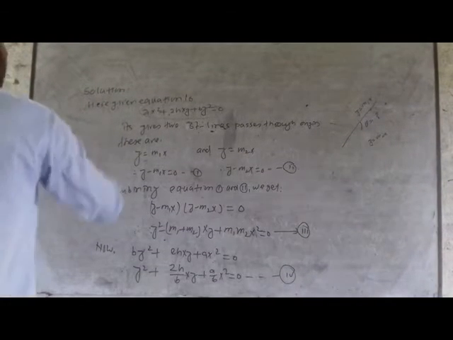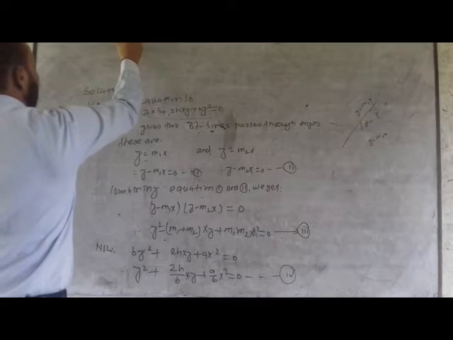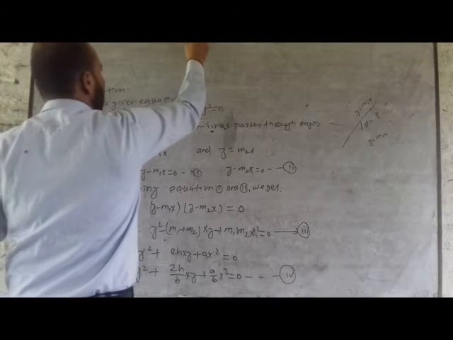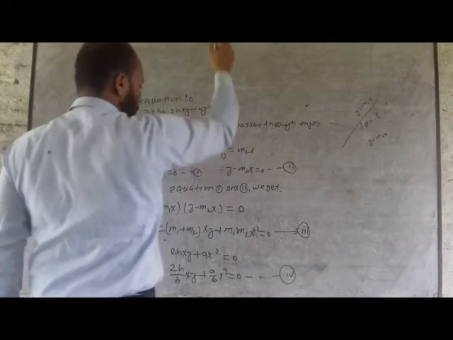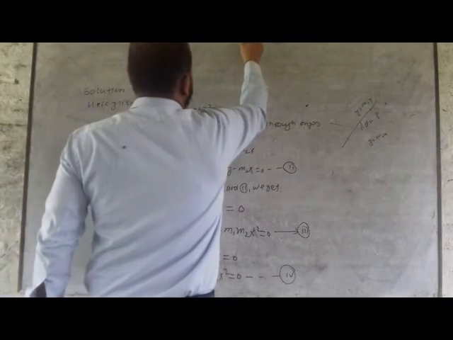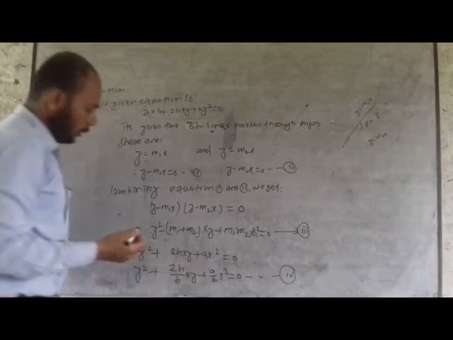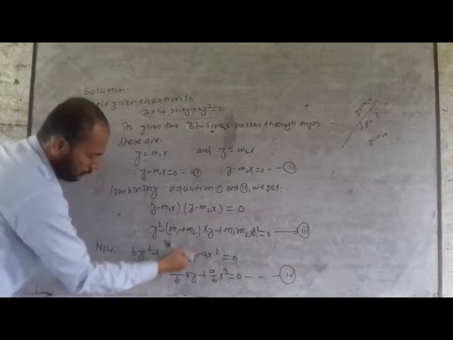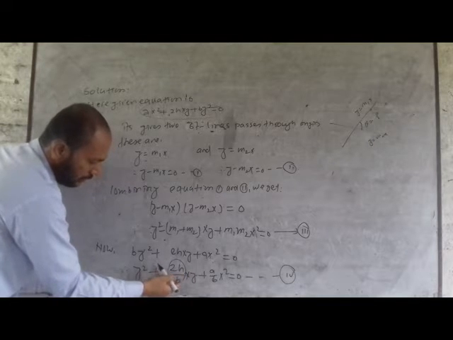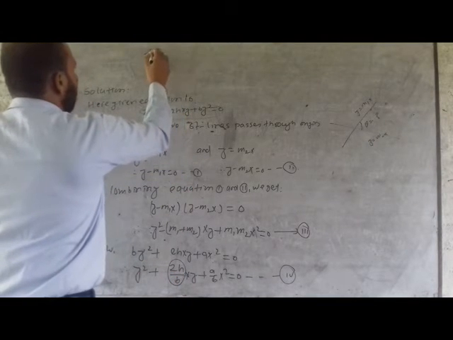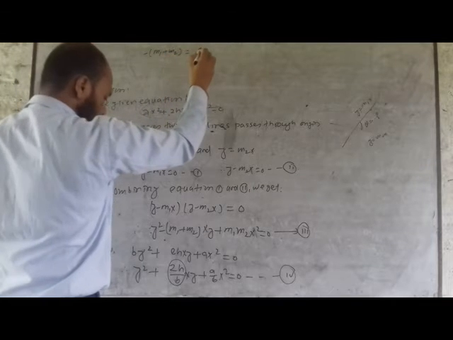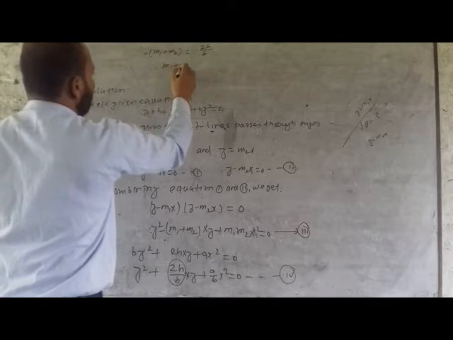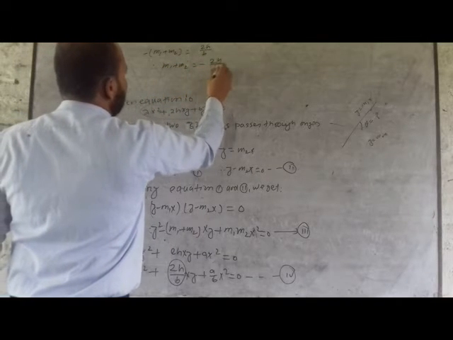Now here, comparing equation 3 and 4, we get: where we compare these two equations, in the place of xy here we have minus m1 plus m2, and here the coefficient of xy is 2h by b. We can easily write minus m1 plus m2 is equal to 2h by b. Therefore, m1 plus m2 is equal to minus 2h by b.